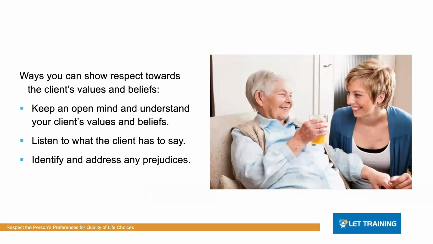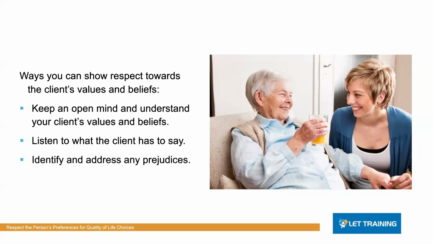Here are ways you can show respect towards your client's values and beliefs. Keep an open mind and understand your client's values and beliefs. Replace value judgments with curiosity. Seek to understand what makes a client consider certain matters important or true. Ask questions to know more about the client. Genuine curiosity will encourage them to share more about themselves.